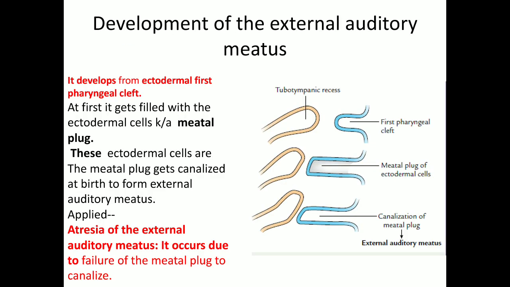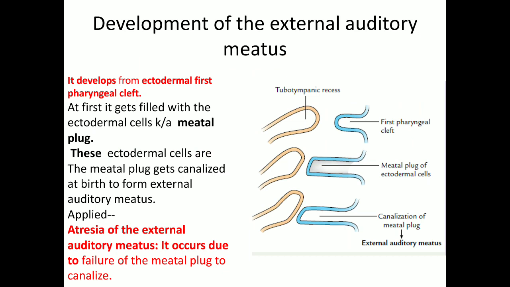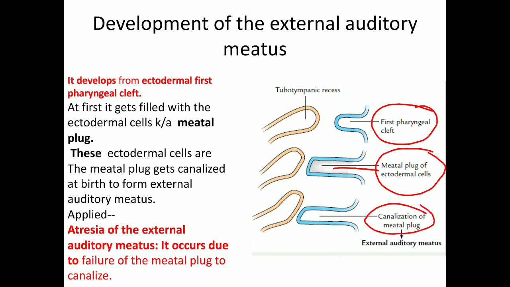Now the development of the external auditory meatus. As we have discussed, the first pharyngeal cleft, which is ectodermal, is going to form the external auditory meatus, and initially it is filled by ectodermal cells called the meatal plug of the ectoderm. Here is the first pharyngeal cleft that will form the external auditory meatus; it is filled by ectodermal cells forming the meatal plug, and there will be canalization of the meatal plug, leading to formation of the external auditory meatus.